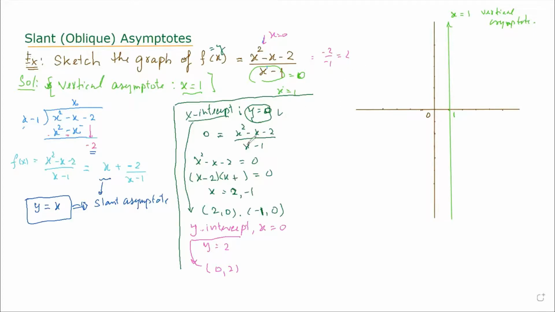Now, after this one, we plot the slant asymptote, y equal to x. How to plot the graph? Very easy, right? If x is 0, y is 0, so it's right here. If x is 1, y is 1, right? So the graph is going to be x 1, y 1, for example, one right here, and -1 right here. So it has to be like this, exactly 45 degrees.